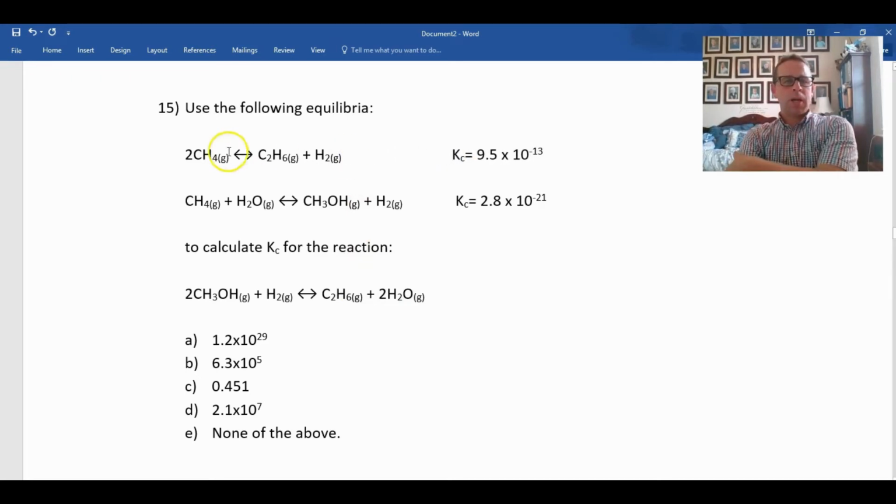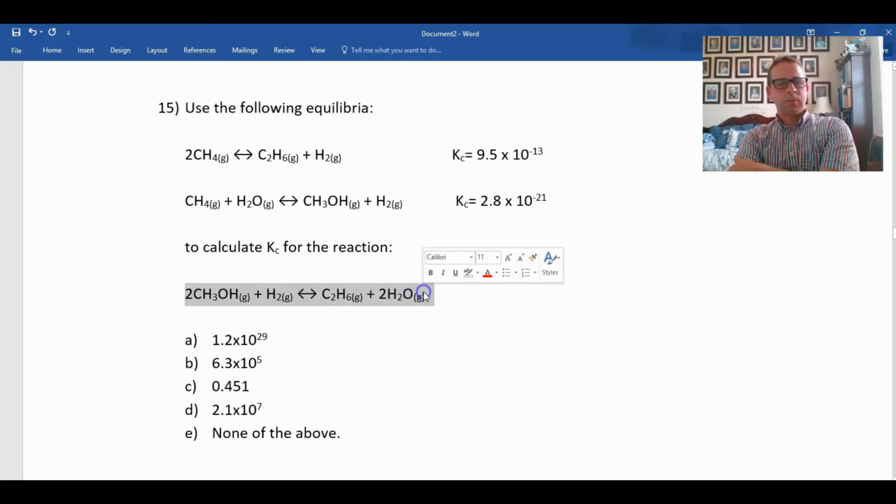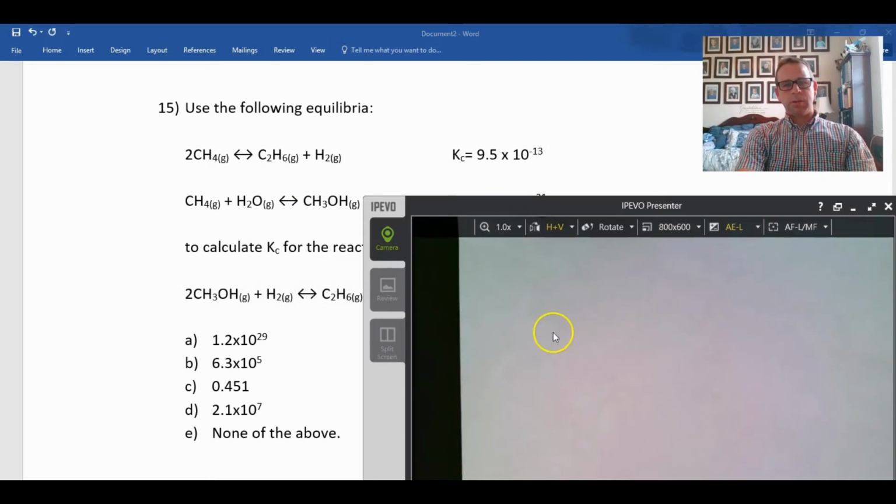And then we want to know what the Kc is for this reaction here. Well, I can see that this is similar to these two reactions in some way. How is it similar? Well, what we've done is we've taken this second reaction, flipped it, and then added it to this top reaction. Oh, and we also multiplied this bottom reaction by 2, didn't we? So let's write that out so that we can visualize it a little bit better.